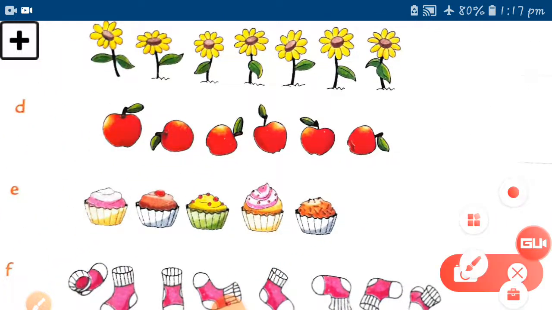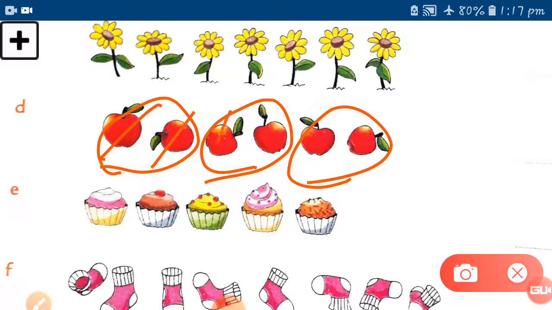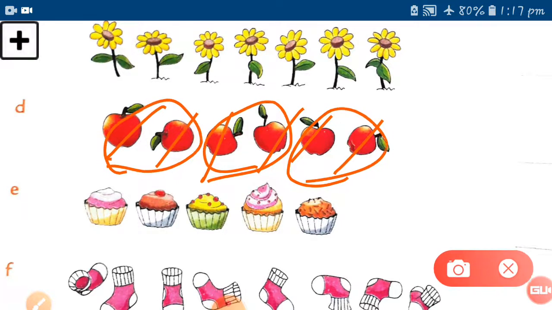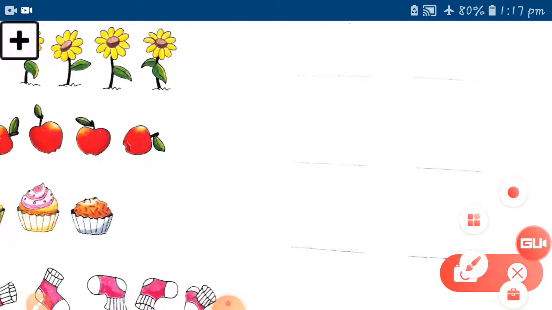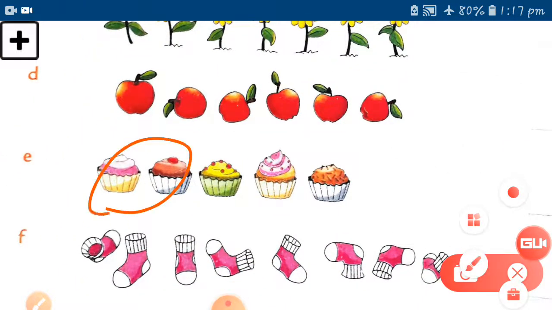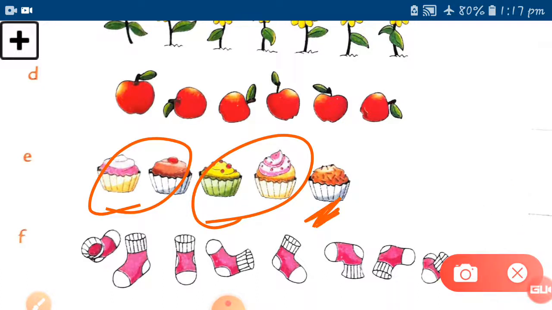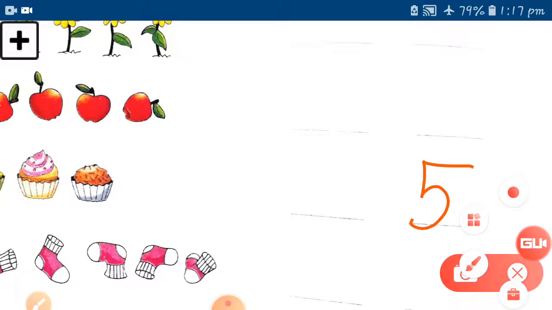Now the apples: 1, 2 and 3. So this is 1, 2, 3, 4 and 5, 6. 6 apples are there. So this goes with the even number 6. 6 will come at the even place. See now cupcakes. Yummy. 1, 2. One cake is alone. See this. So it will go at the odd number and the number is 5. I hope you understood this.